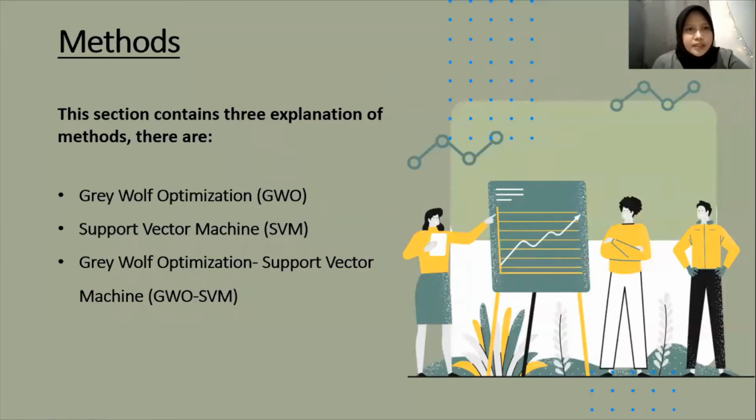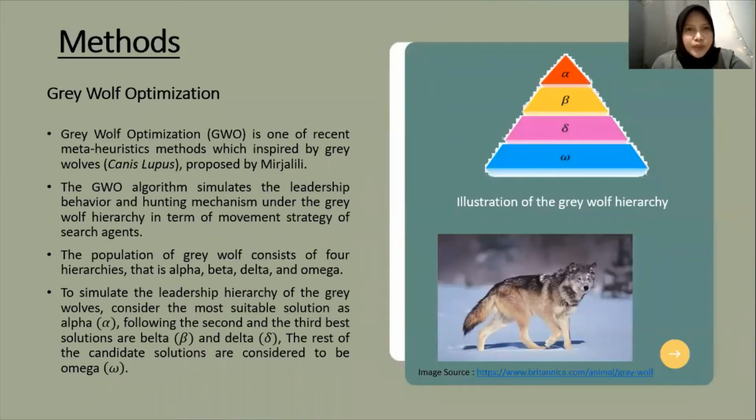The next is methods. This section contains 3 explanations of methods. There are Grey Wolf optimization, support vector machine, and the last one is Grey Wolf optimization support vector machine. First one is Grey Wolf optimization.